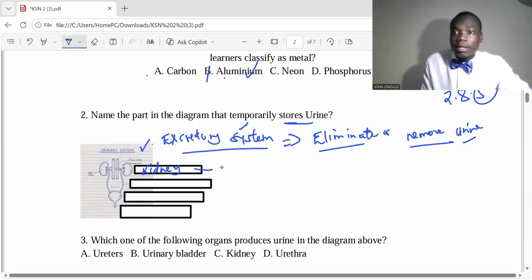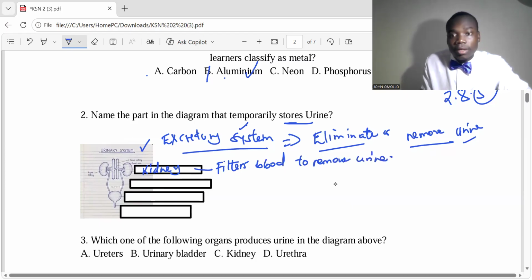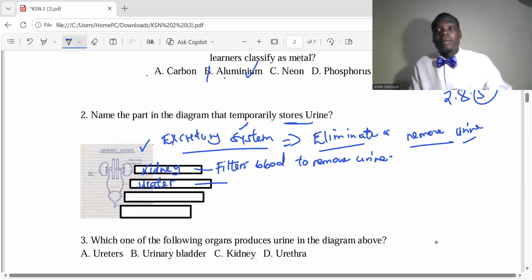What is the role of the kidney? The kidney filters blood to remove urine. That is the work of the kidney. It filters blood to remove urine. This other part here is called the ureter. What is the role of the ureter? Once the urine has been filtered by this particular organ referred to as the kidney. So there are two kidneys, remember? All of them filter blood.